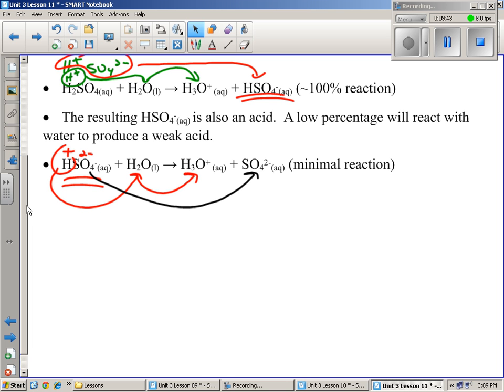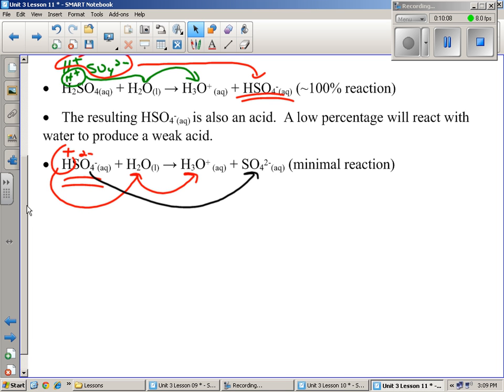Okay? We're going to worry about the monoprotic acids. Listen, even when this happens, sulfuric acid, is it a strong or weak acid? Strong or weak? It's strong. We just gave you the list. You should know it by now. What's your problem, right? Sulfuric acid is a strong acid.